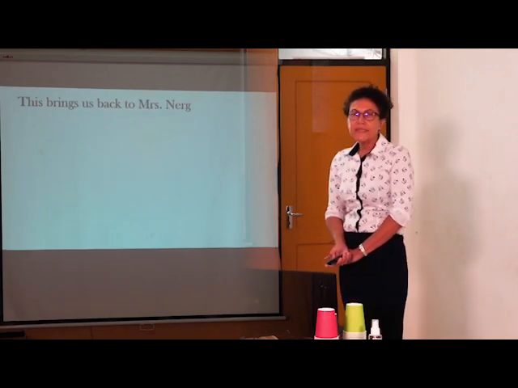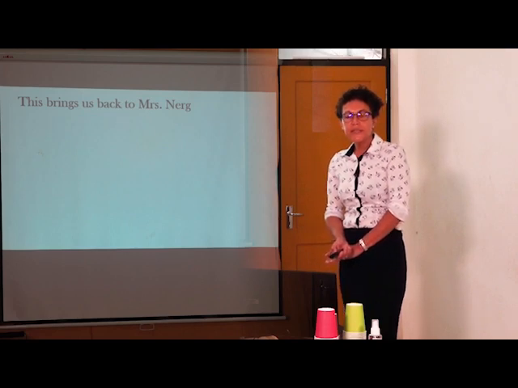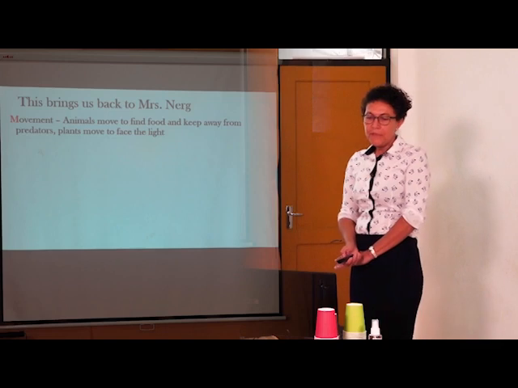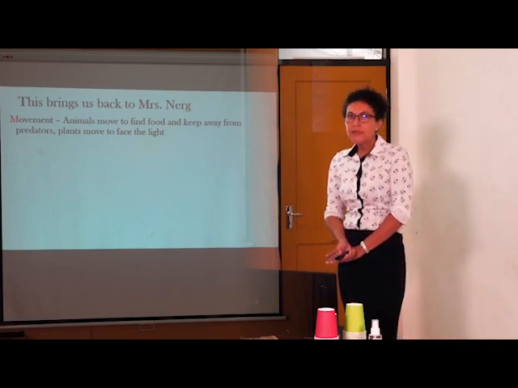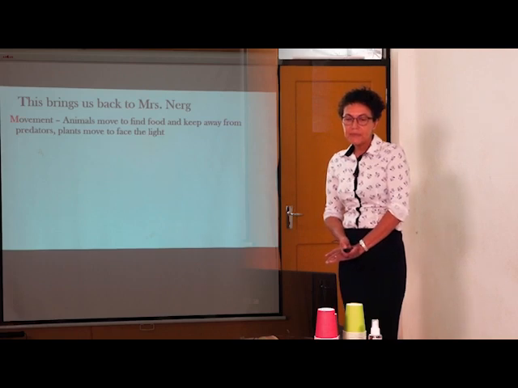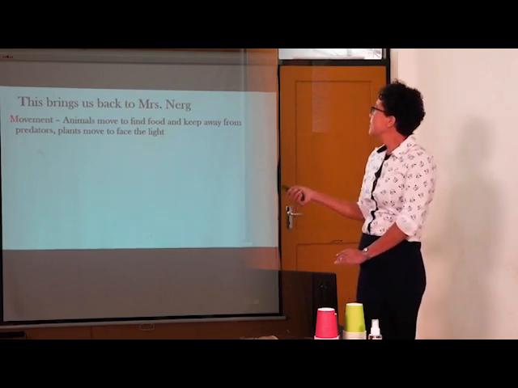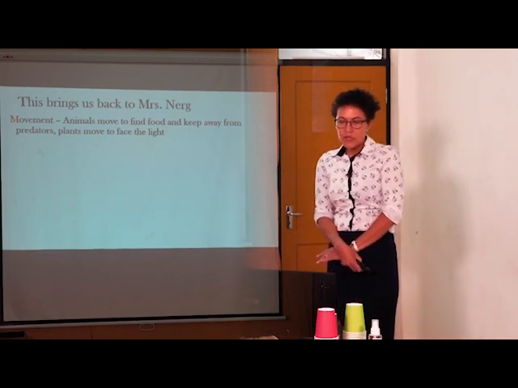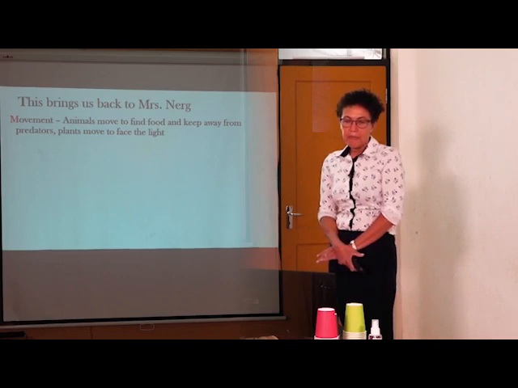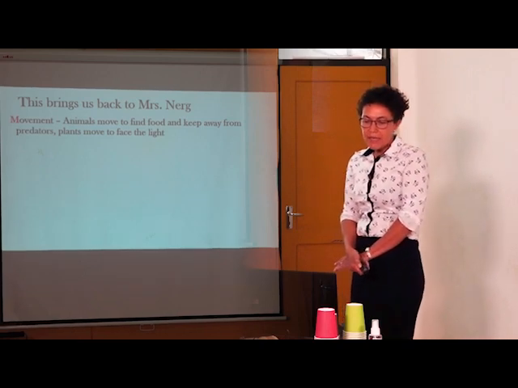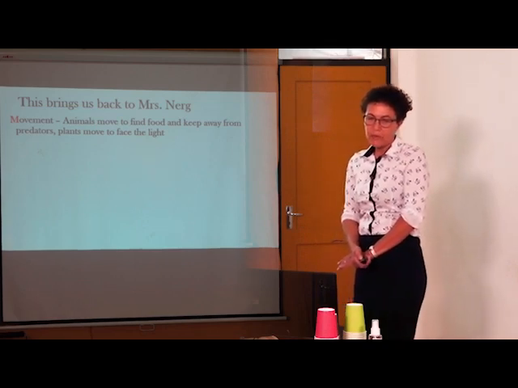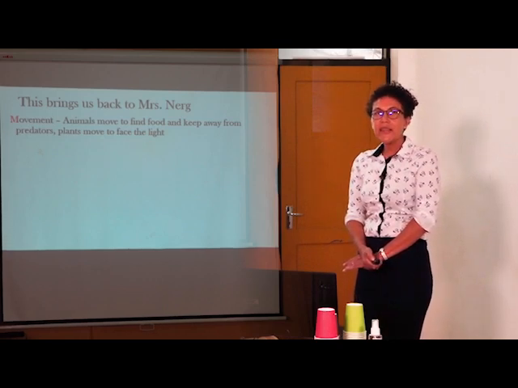So now, like I said before, we will move back to Mrs. Nerg. Now you will know a little bit more what I was saying. Movement. In movement, do you see the first letter which has been highlighted? The M, in red. So, our first letter. Movement means animals move to find food and keep away from predators, whereas plants move to face the light.